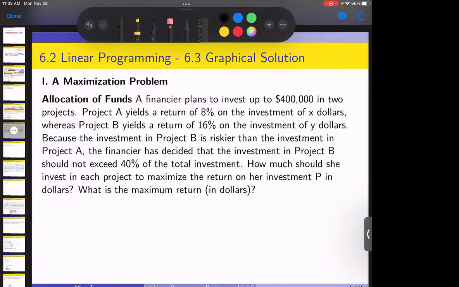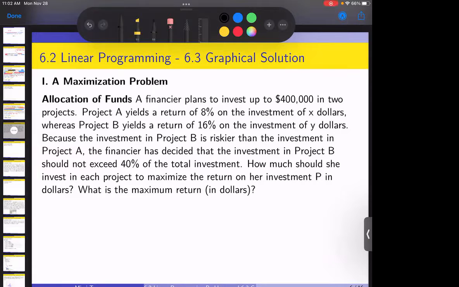All right, a financier plans to invest up to $400,000 in 2 projects. Project A yields a return of 8% on the investment of X dollars. So they invest X amount of dollars in project A. And then project B yields a return of 16% on the investment of Y dollars. So Y amount of dollars is invested in project B.